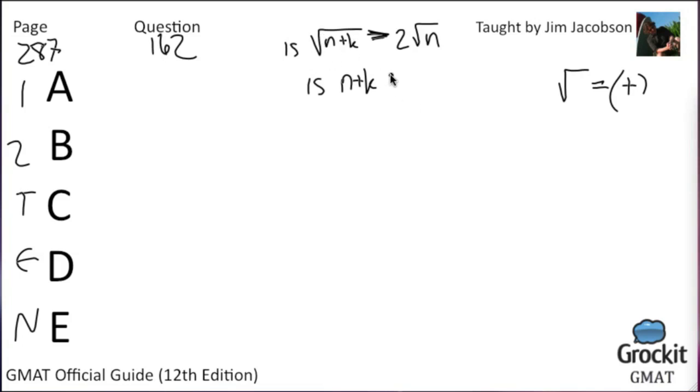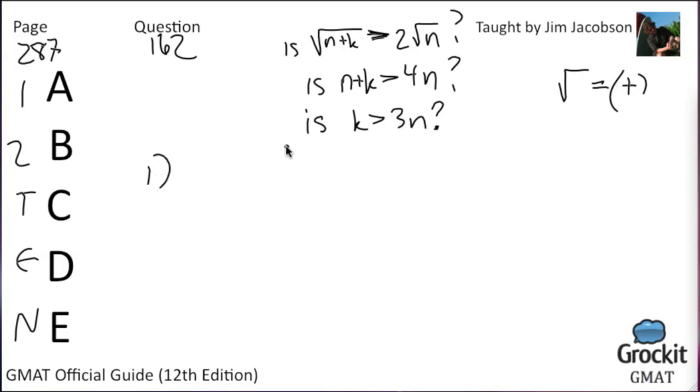So is n plus k greater than, and of course, 2 times the square root of n, squared, is 2 squared times the square root of n squared, or 4n. And we can subtract an n from both sides. So really what we want to know is, is k greater than 3n? If it is, the square root of the quantity n plus k will be greater than 2 times the square root of n.